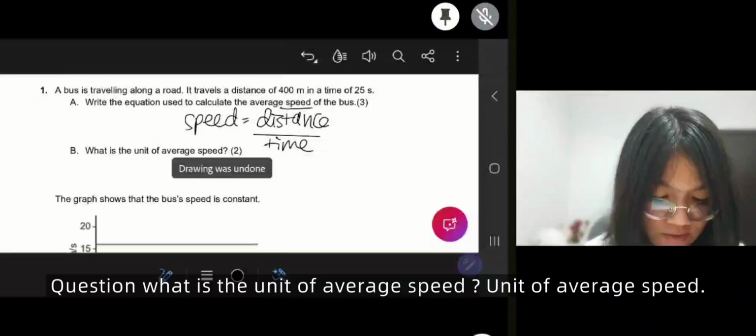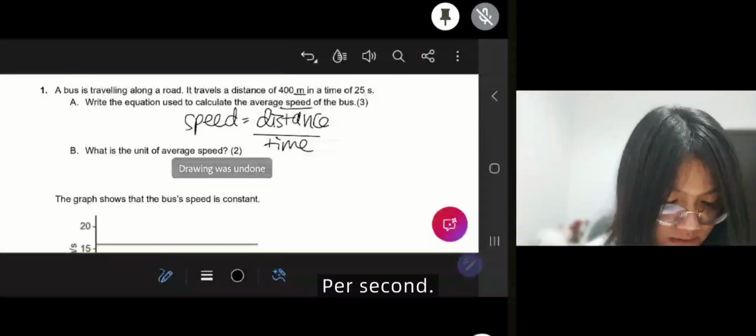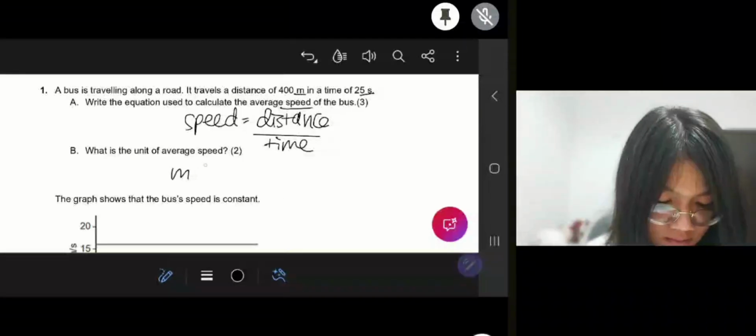Next question, what is the unit of average speed? The unit of average speed is meters per second.